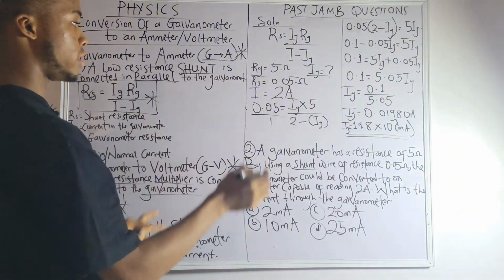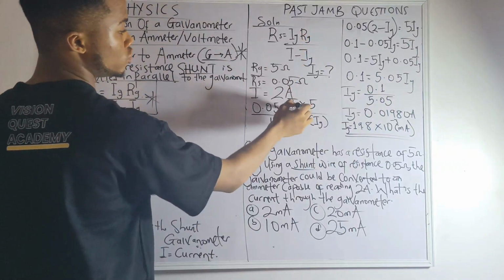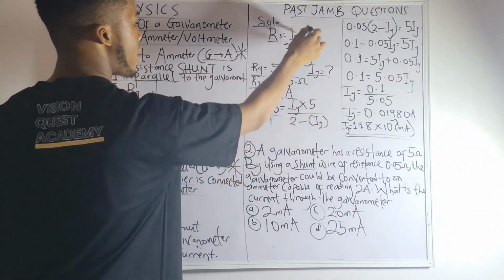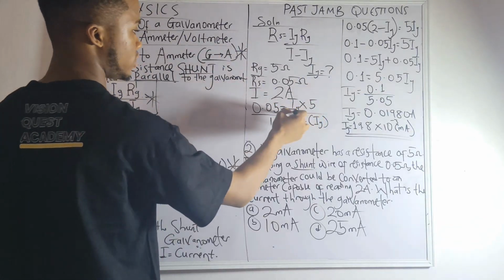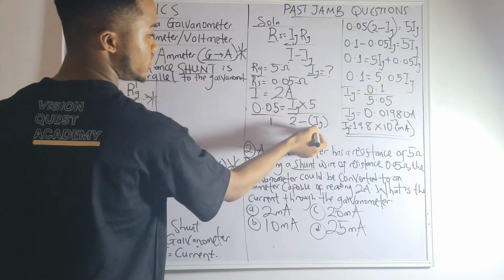You have to now substitute the values. Your RS is 0.05. IG is your unknown, you are looking for it, times what? Your RG is 5 ohms. You get over 2. 2 is your normal current, minus IG, which is still your unknown.